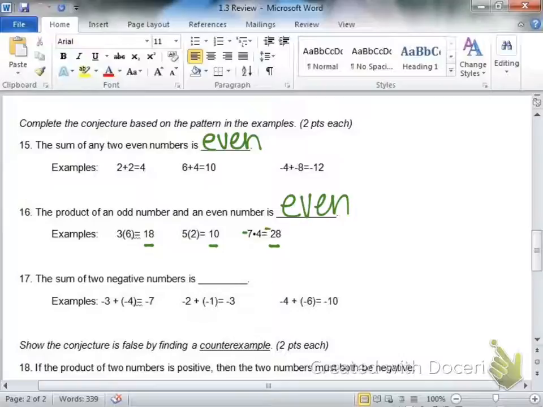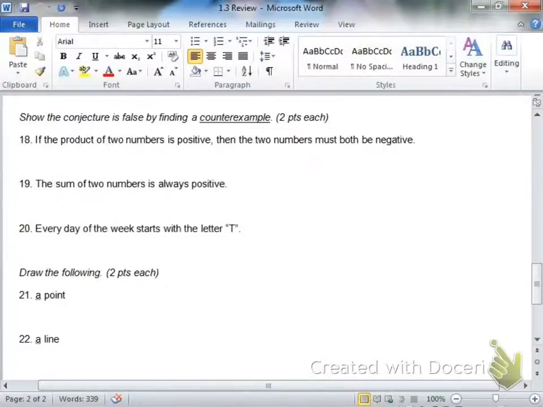All right, next, the sum of 2 negative numbers is always... Look at the examples. It's always negative. Good. Great. Remember, when you're finding a counterexample, you're not saying true or false. I already know it's false. Okay, don't tell me false and move on. You're going to get them all wrong. Counterexample is a statement that proves that it is false.